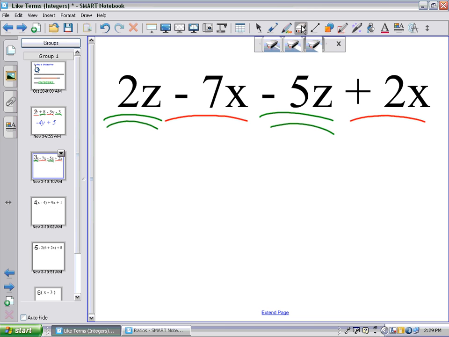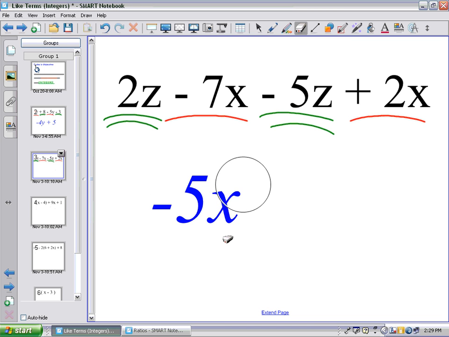Combining the x terms first, negative 7x and positive 2x combine together to make negative 5x, and a positive 2z and a negative 5z combine together to make negative 3z. Notice in my simplified answer, negative 5x minus 3z, the term that is closest to the beginning of the alphabet, x, comes before my z term. It has to happen like this when you write your final answers.